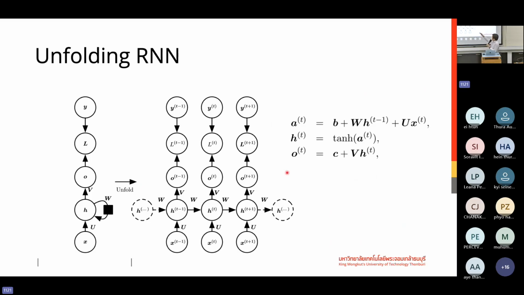Okay, this is the same thing. W and U and V are the same that I already talked about. We have here producing, and then after that, map with V, you have O. And then comparing to Y, we can calculate the loss, and then use this loss to optimize the network here.